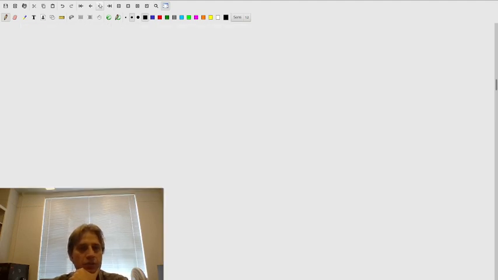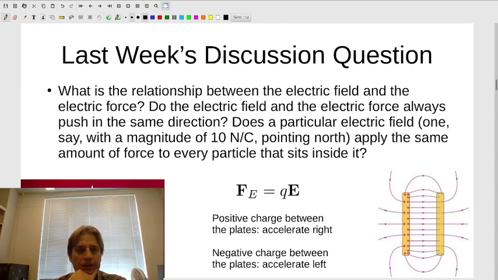And the reason it's more complicated is that Q can be either positive or negative. So, what is the relationship between the electric field and the electric force? Well, the electric field is something that's sitting around in space. In fact, you can think about the electric field as just being a little vector at every point in space. It could have a zero magnitude. That would be fine.